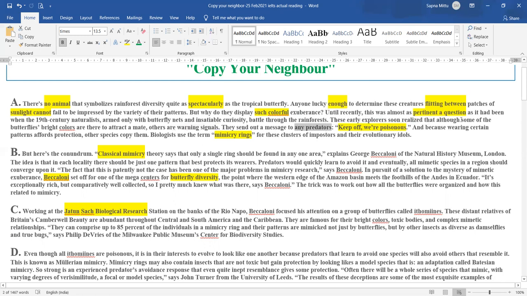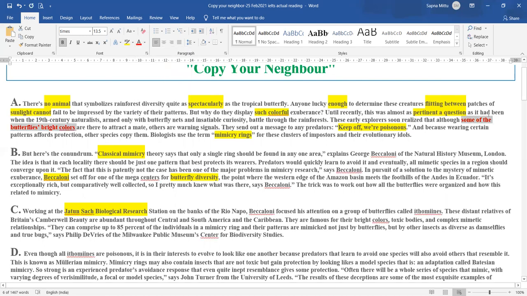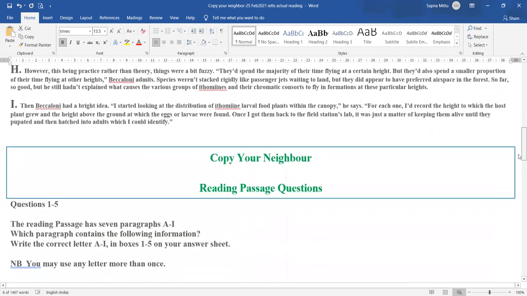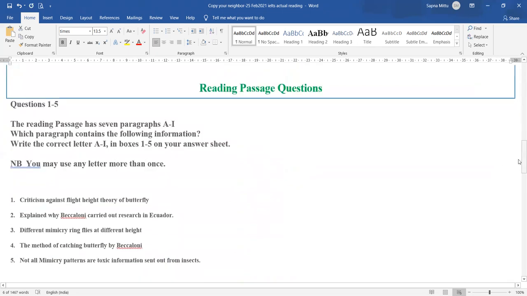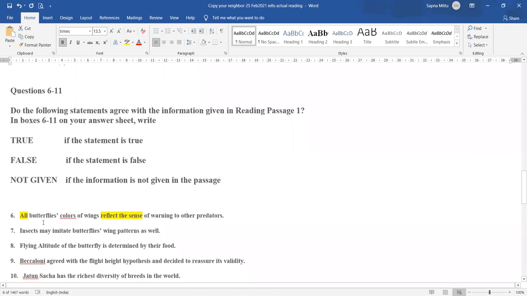But although some of the butterflies have bright colors, they are not talking about all, but they're talking about some. So the answer is false. In this way, you have got the answer: some of the butterflies, and it is contradictory. It is not the same as given in the passage. So all and some do not match each other. That is why the answer is false.